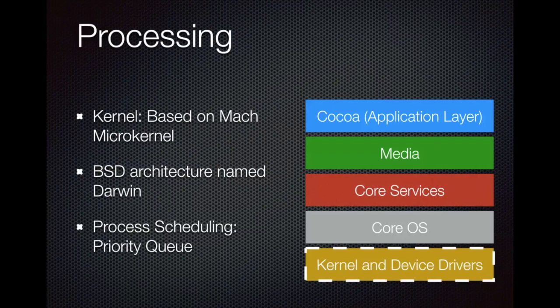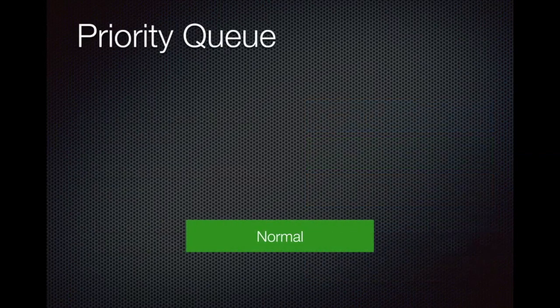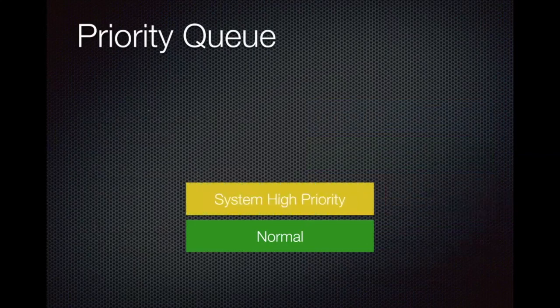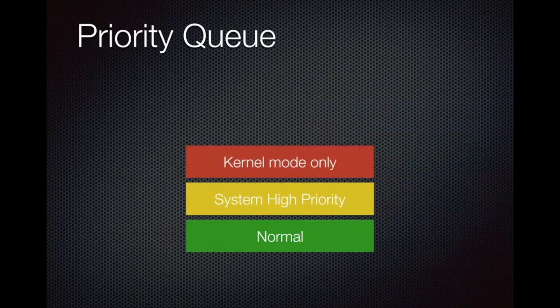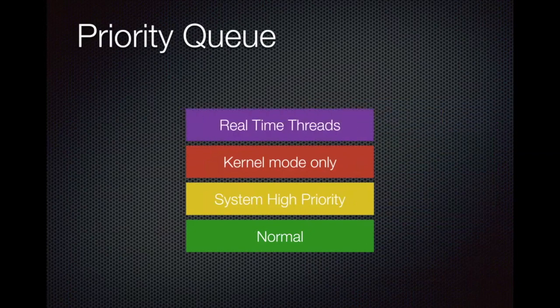It is also based on BSD architecture named Darwin by Apple. It is an open source operating system, and it has process scheduling done by a priority queue. The priority queue is broken into a couple different layers. We have normal priority. We have the system high priority, which is obviously raised above normal. We have the kernel mode only, reserved for kernel threads or higher. And then finally, real-time threads. So these are based on well-defined threads that need a fraction of total clock time, regardless of other activities, such as audio players or media players.